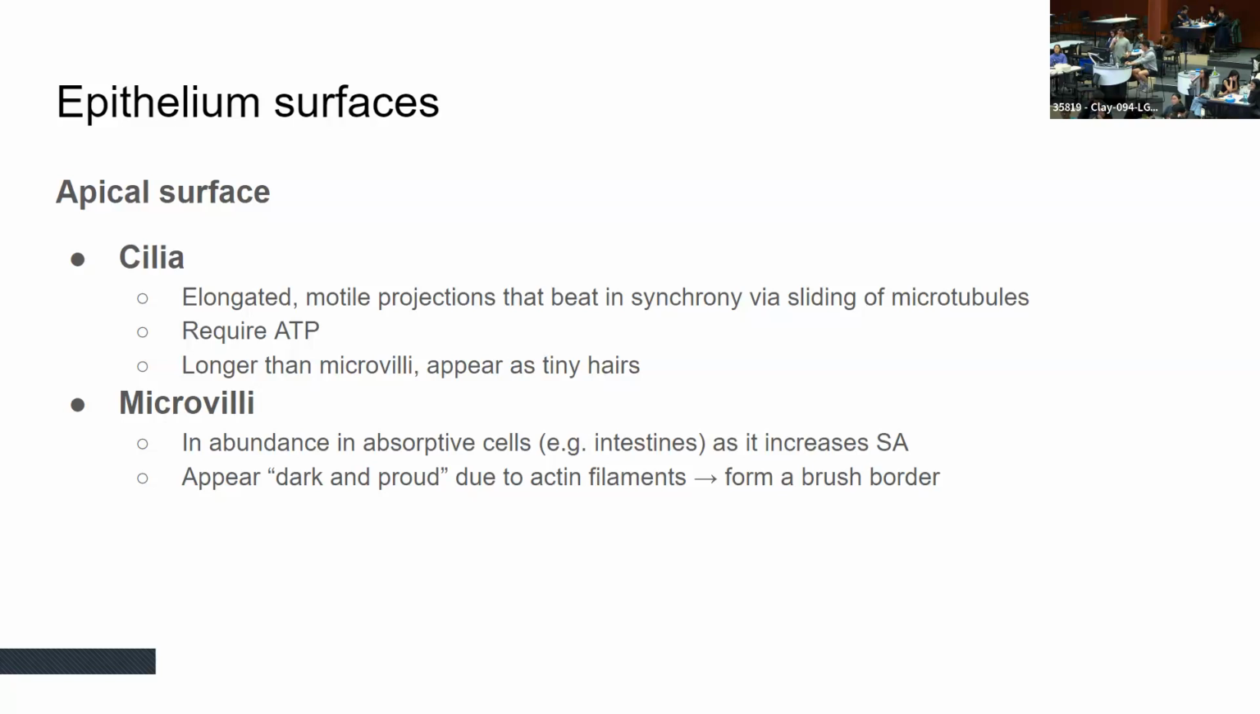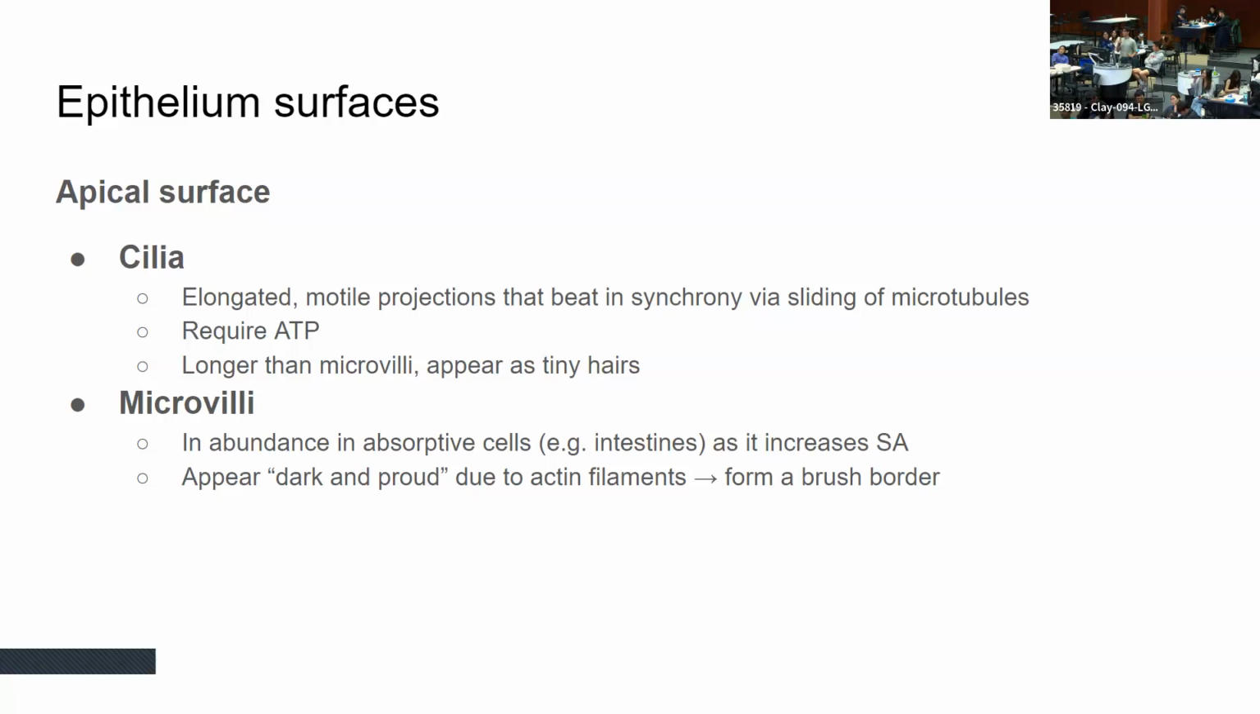Anyway, throughout your digestive tract and in other parts of your body, such as your respiratory tract, you do have specialized apical surfaces, which help the cells in the area perform their function. A couple of these are the cilia and microvilli. The cilia are elongated motile projections that beat in synchrony via the sliding of microtubules. In your lungs, I'm sure you've heard about the cilia. They're constantly pushing out pathogens, dust, all that stuff. So it's pretty useful there.